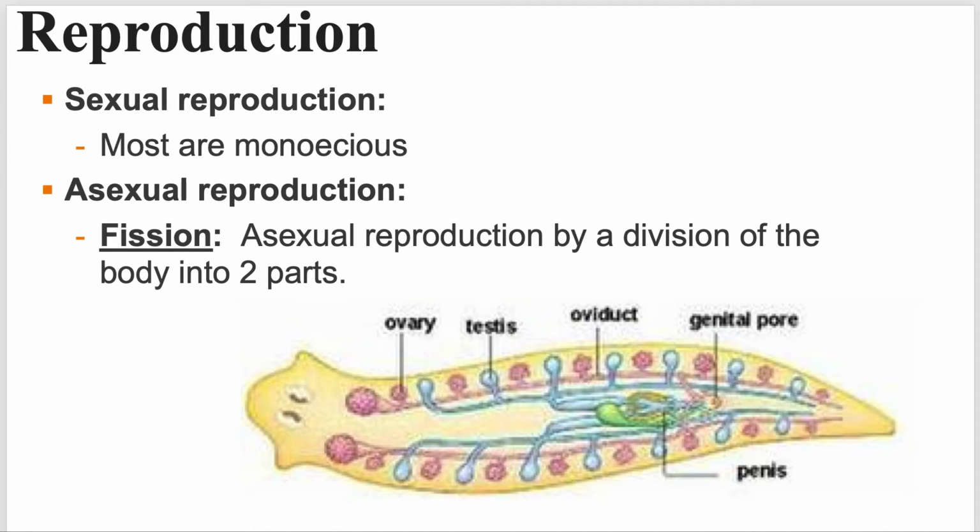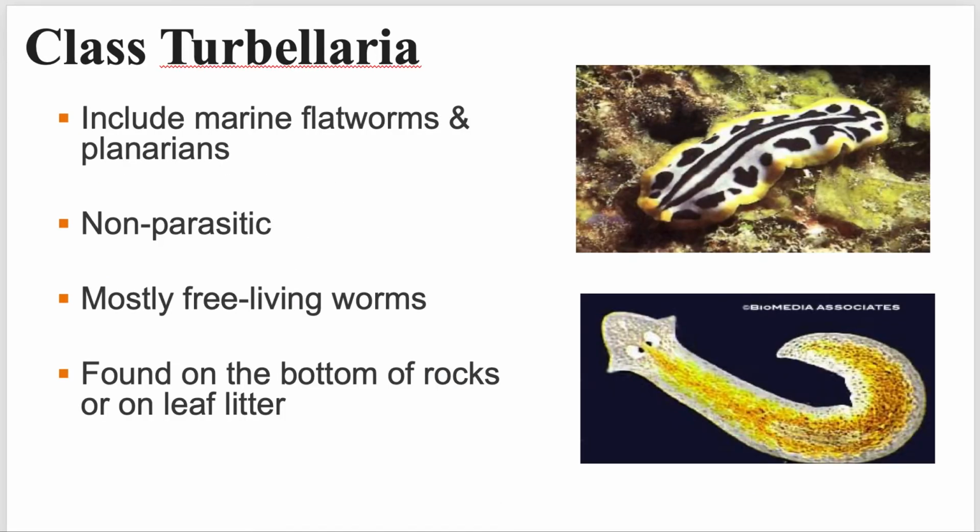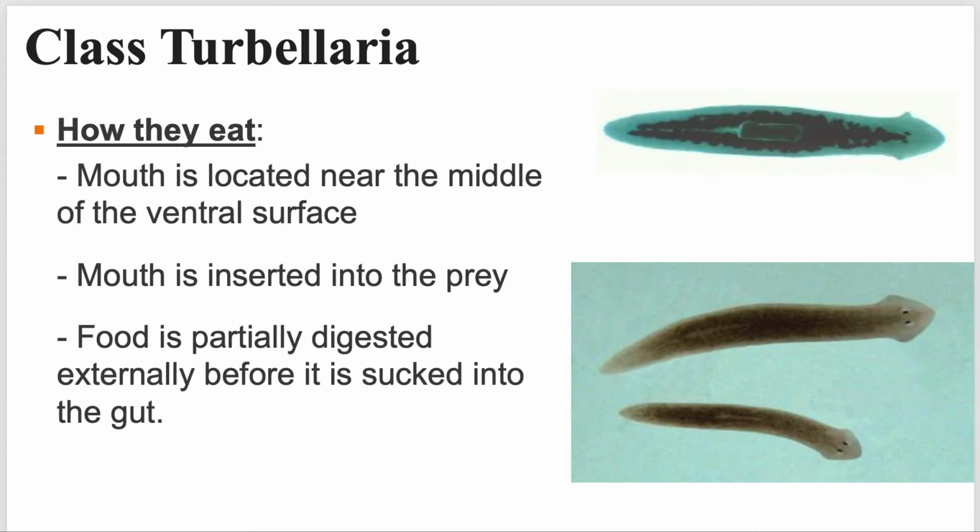All right. Moving on, there are 3 classes of flatworms we're going to cover. There's Turbellaria, Trematoda, and Cestoda, the 3 classes you need to know. Turbellaria is the first one, and includes marine flatworms and planarians. They are non-parasitic, or mostly non-parasitic. They're pretty much all free-living worms, and they're found mostly on the bottom of rocks or in leaf litter if you're out in the woods, right?